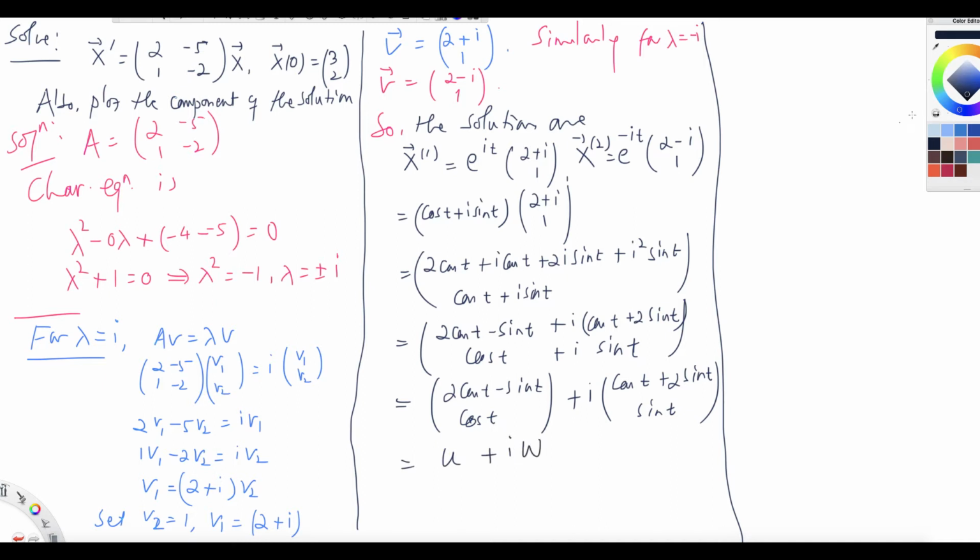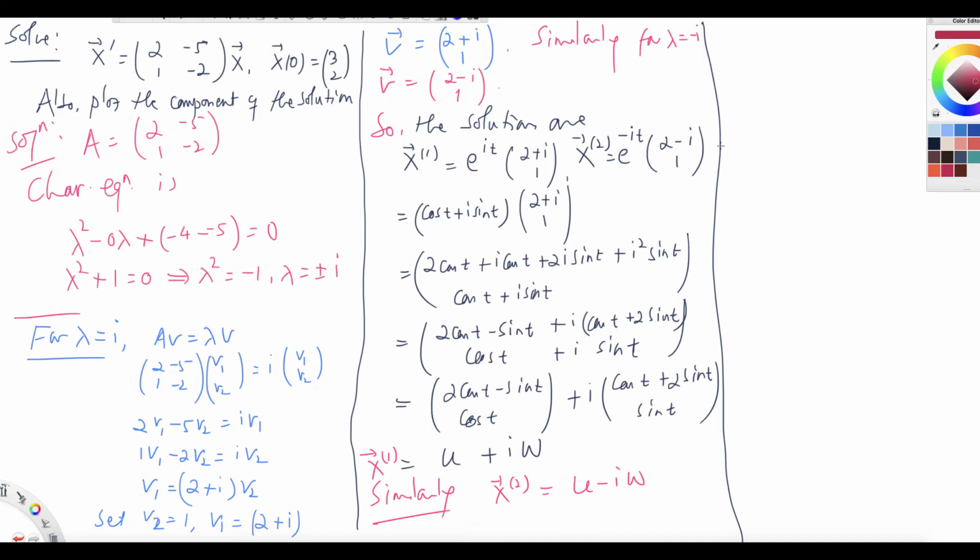Okay, guys. So what I'm going to write here is, this is for x1, right? This is the first solution. So what I'm going to do next is, similarly, the x vector, the solution corresponding to the second eigenvalue and eigenvector, you can write as u minus i w. Okay, guys.